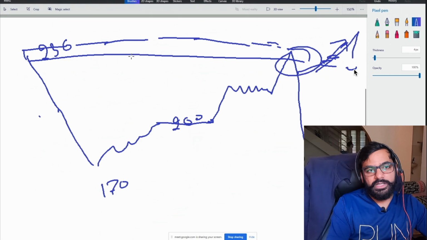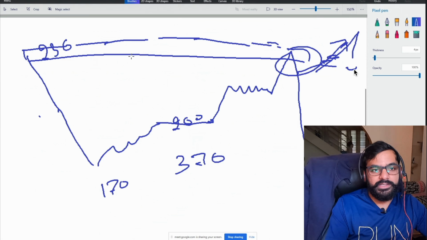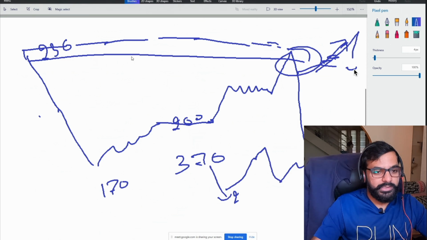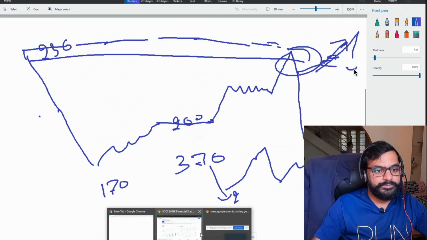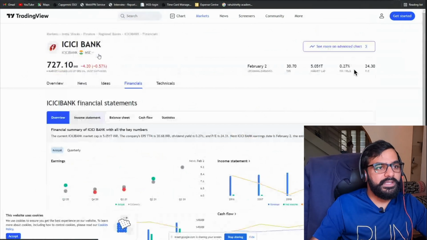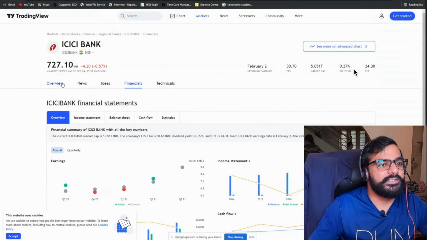Once this goes away, it can double within no time. This happened with, I think, ICICI Bank. It touched a high around 370, came back to 270, went up again, came back, fell, stayed, and then it broke out. I think I'll show you. I remember this. So we have this chart, nice.